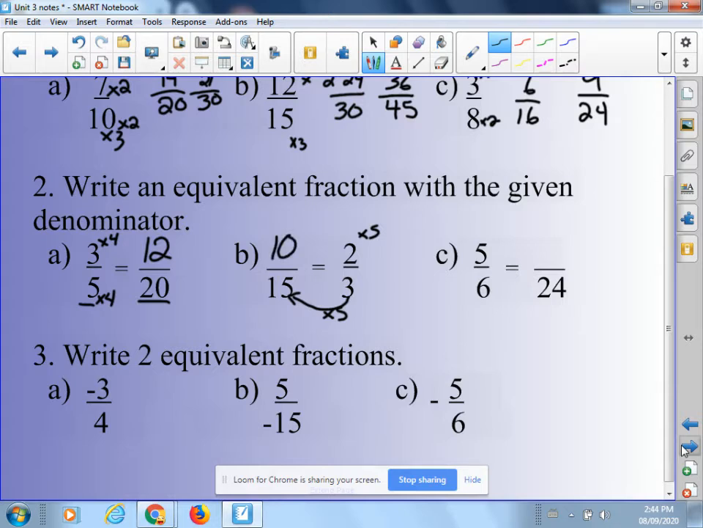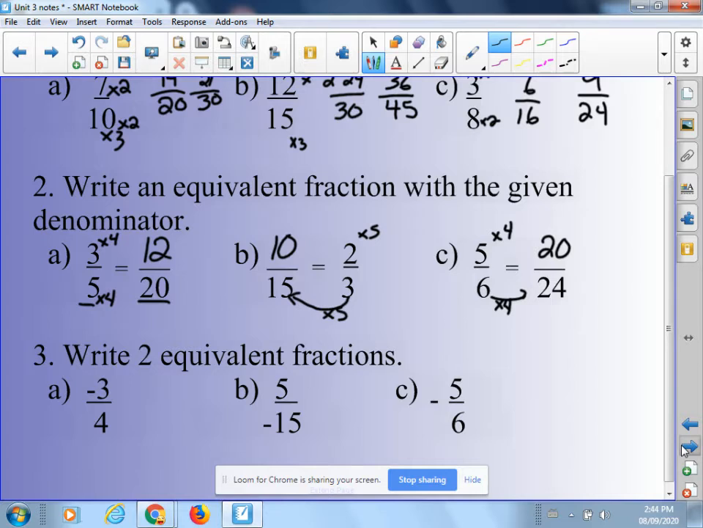And same thing for the last question. How many times is 6 going to go into 24? 6, 12, 18, 24. So I'm multiplying by 4. I do the same to the numerator, and that gives me 20. Okay, so I'm hoping this kind of makes sense.